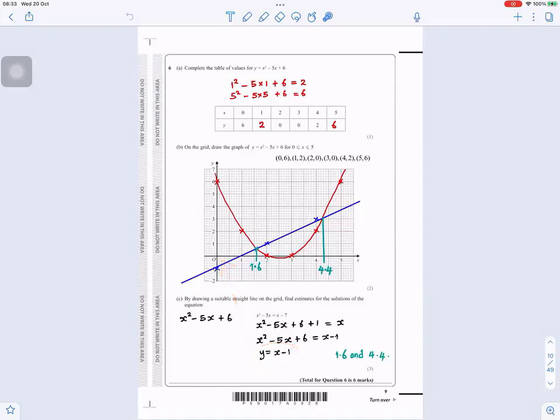And you find where the blue line meets the red curve. The blue line meets the red curve at this point here. And you read the value on the x-axis, which is 1.6. And it also meets at this point here. And you read the value on the x-axis, which is 4.4.